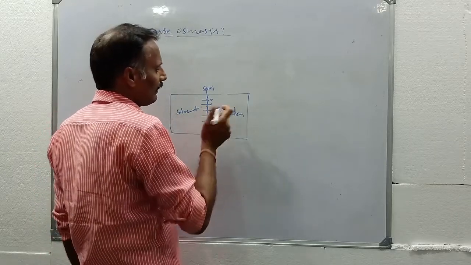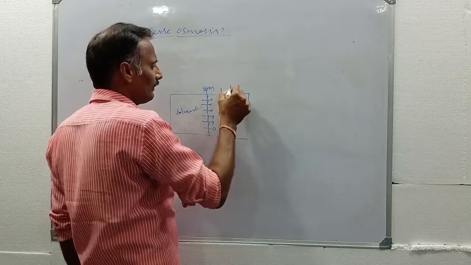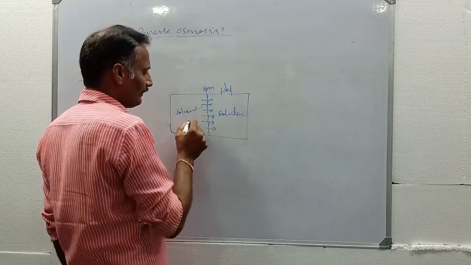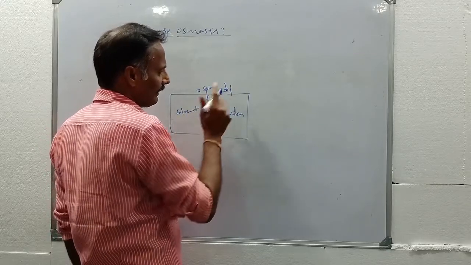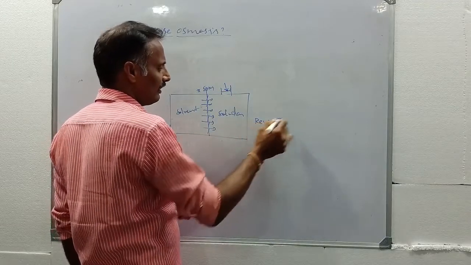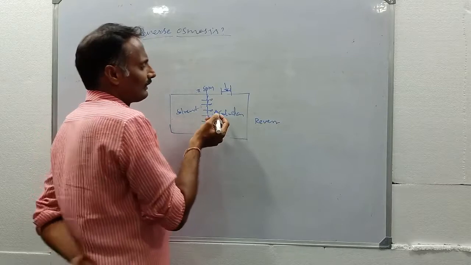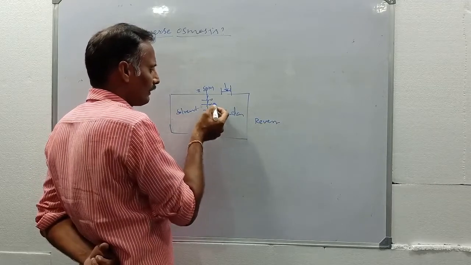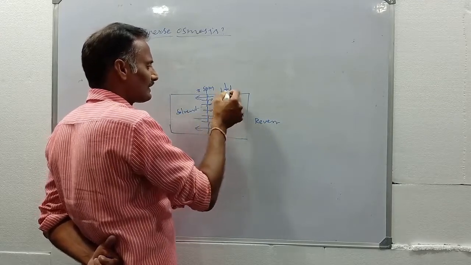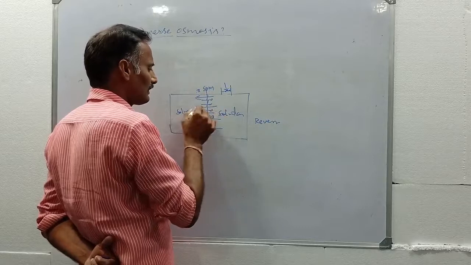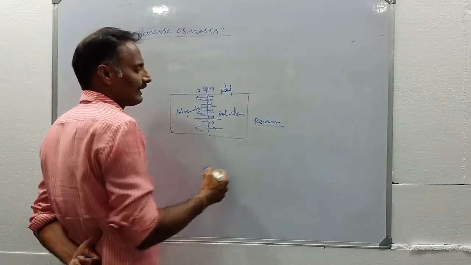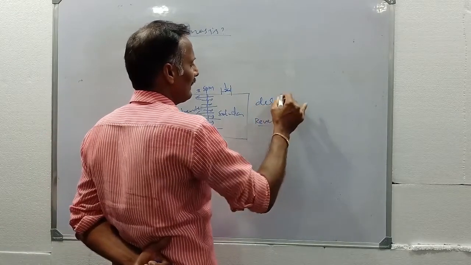But if you are applying an external pressure greater than the osmotic pressure, then reverse osmosis takes place. In reverse osmosis, the solvent molecules present in the solution move from the solution to the solvent. If external pressure is greater than osmotic pressure, solvent molecules move from the solution to the solvent. This process is called reverse osmosis, and this technique is used for desalination of seawater.